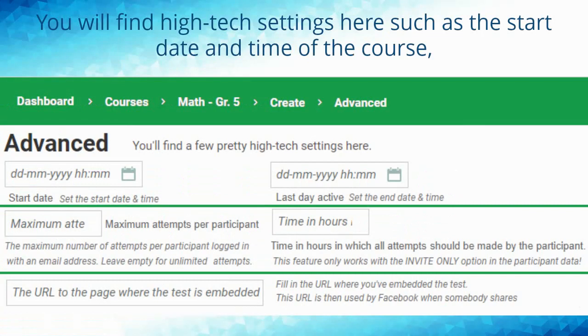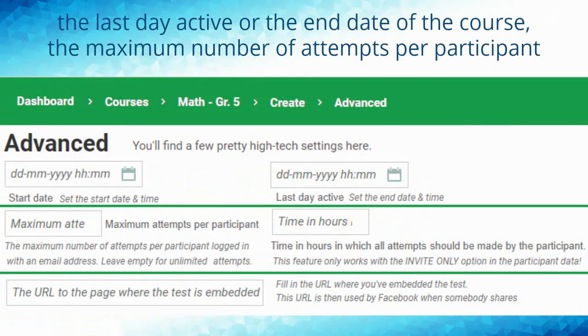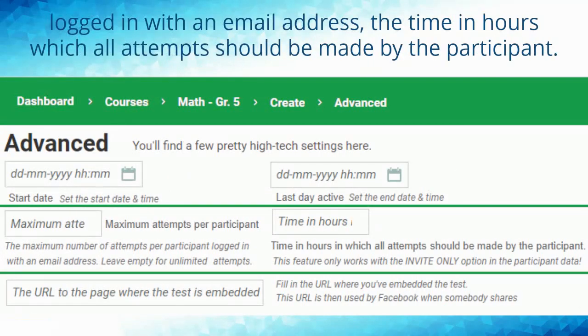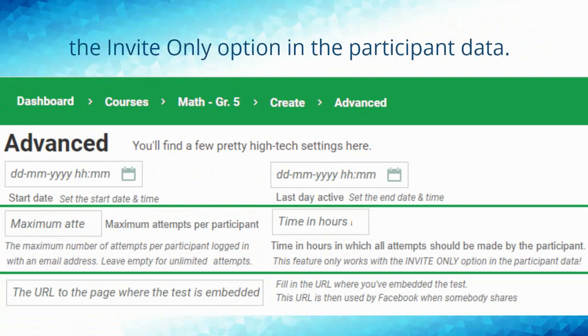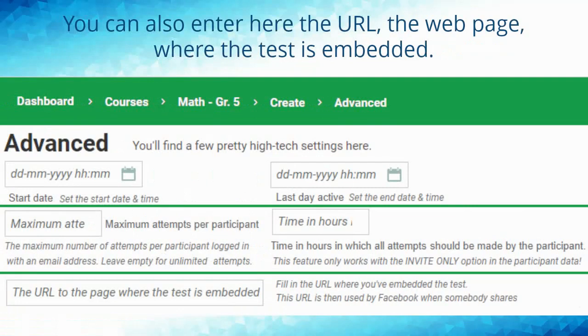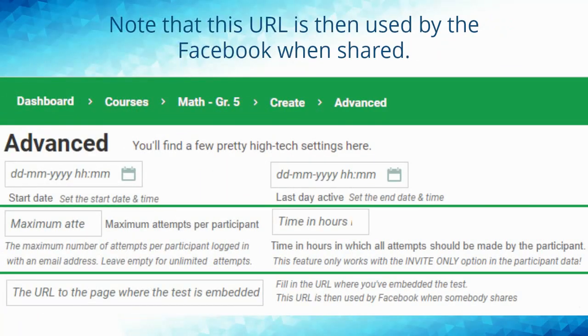You will find high-tech settings here such as the start date and time of the course, the last day active, or the end date of the course, the maximum number of attempts per participant, logged in with an email address, the time in hours which all attempts should be made by the participant. Note that this figure only works with the invite-only option in the participant data. You can also enter here the URL, the web page, where the test is embedded. Note that this URL is then used by Facebook when shared.